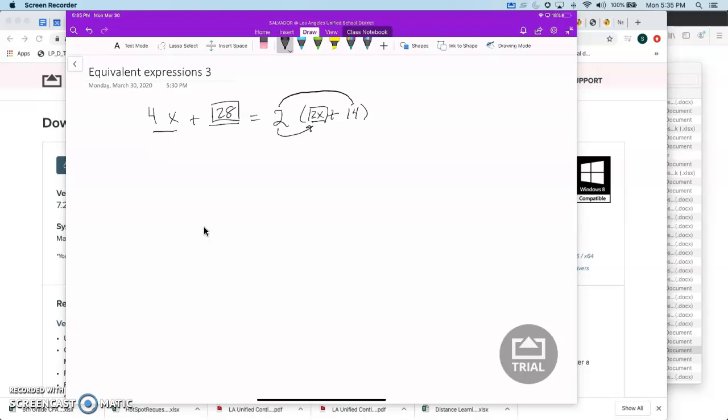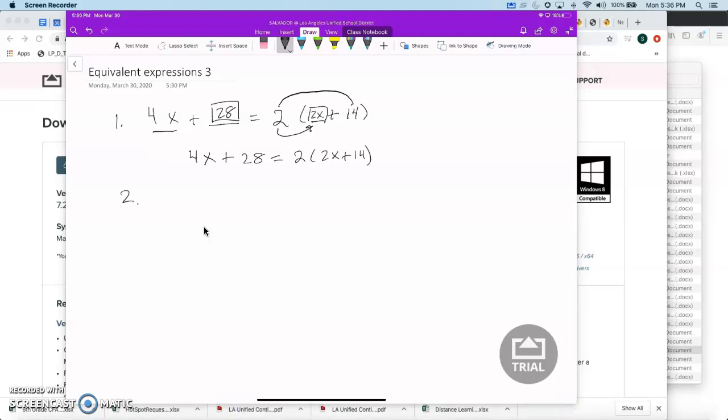Sometimes it's not that simple for other people. Okay? And so your job is just to rewrite this equation as 4x plus 28 equals 2 times 2x plus 14, because that's what it is. 2 times 2x is 4x, and 2 times 14 is 28. So you'll be given a total of 2 missing values, and your job is to find the missing values. So pretty simple. This is one example.